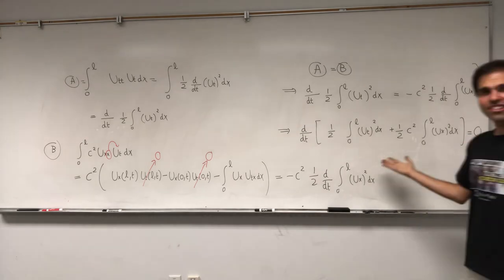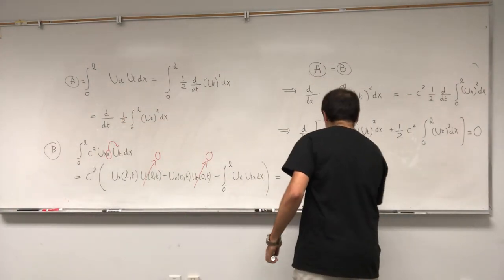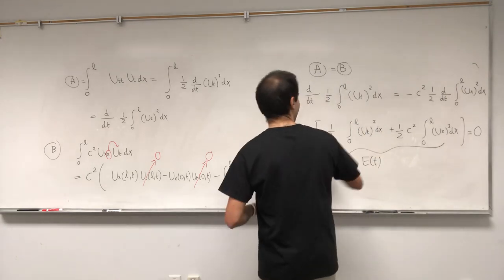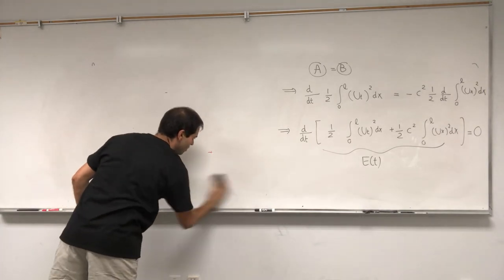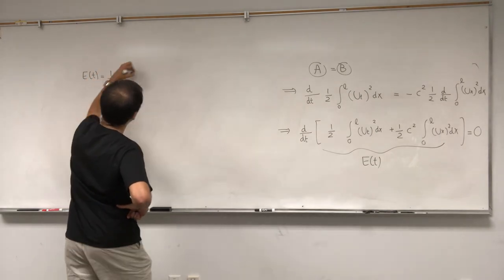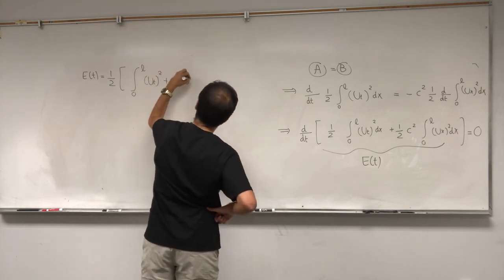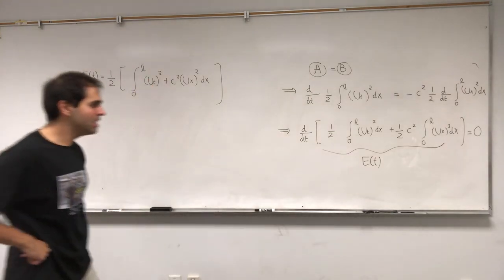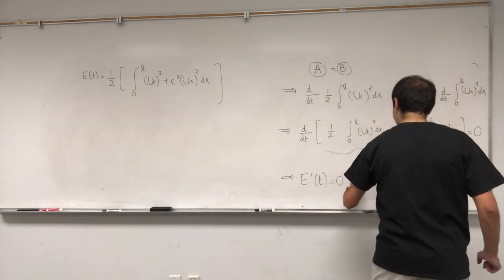And why is this called an energy method? Because it turns out this is sort of an energy. It is an energy in physics. So if you let E to be that, so define E(t) to be 1/2 of the integral from 0 to L of u_t squared plus c squared u_x squared dx. Again, that's technically at (x, t). Then what we know is that the derivative of the energy is zero. So in particular, the energy is constant.